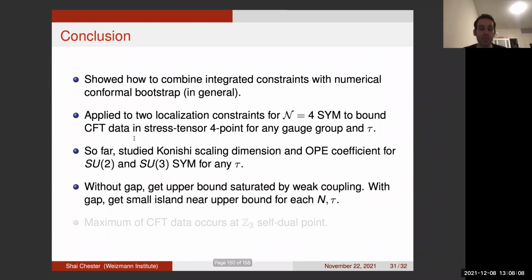So without putting in any gap or any assumptions, we got an upper bound which was matched by weak coupling to 4 loops, which I think is very non-trivial. If we put in some gap, which depends on tau and is a bit arbitrary, then we start getting some small islands for each value of tau near the upper bounds. Also we noticed that the maximum of some of the CFT data, the scaling dimension, was at the Z3 self-dual point, although apparently not for the OP coefficient.